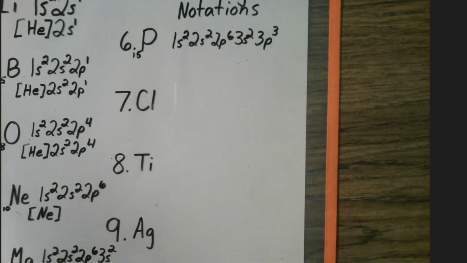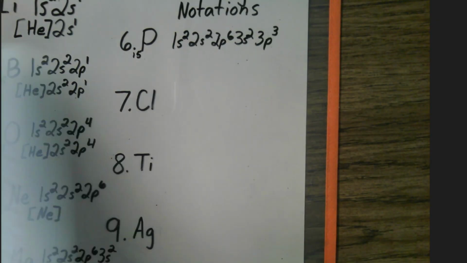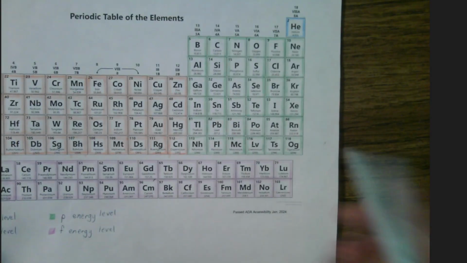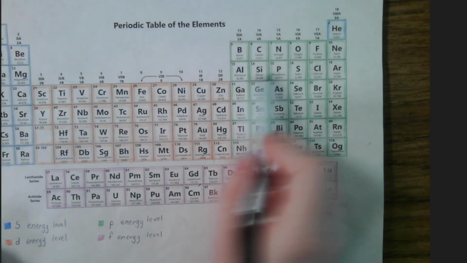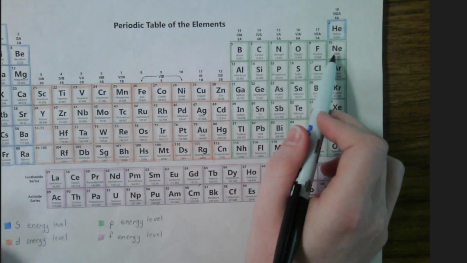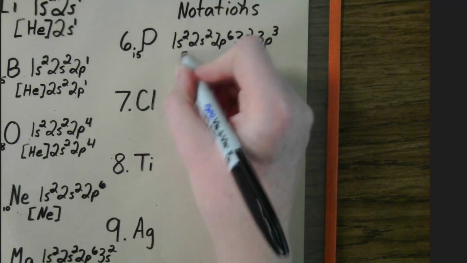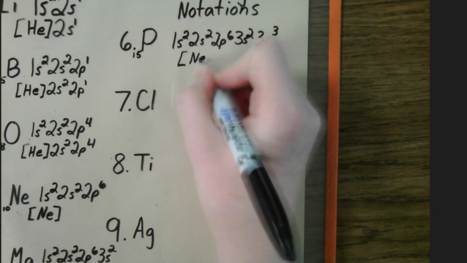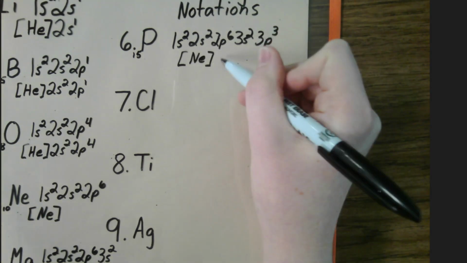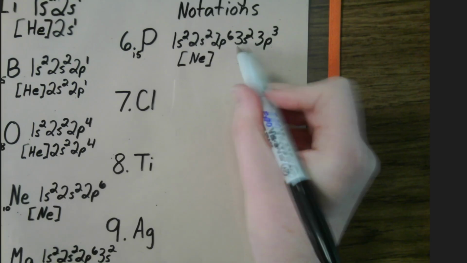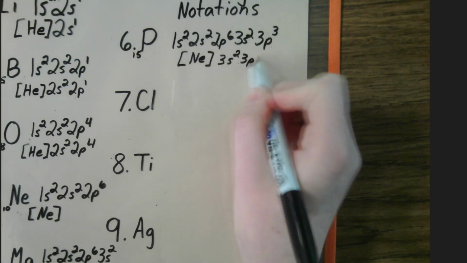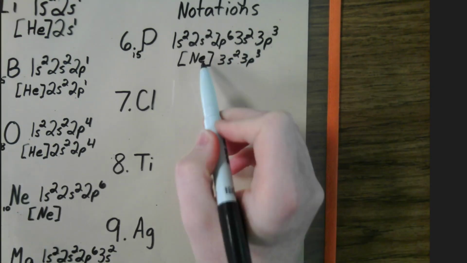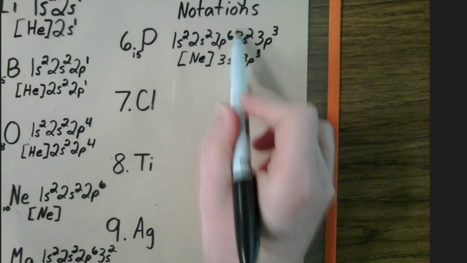The noble gas notation, we're going to go back and look to see which is the closest noble gas. Here's our phosphorus. I've got to go backwards. Neon is our closest one. So we're going to do the brackets again, Ne. And we're going to bring down our 3s2 and 3p3 because neon is the same as this portion right here.